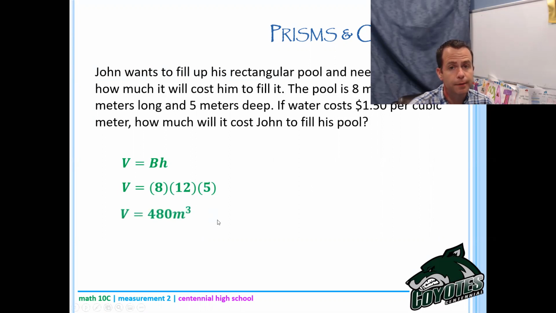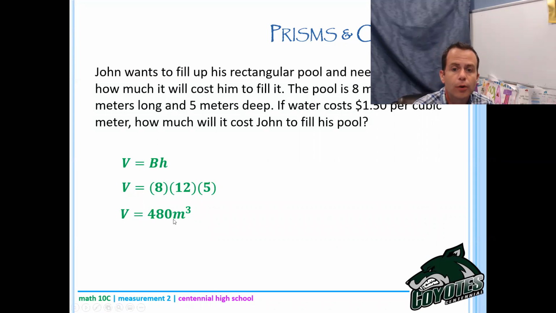8 times 12 times 5 is 480 meters cubed. Now be careful with your units. Any answer that involves volume needs to have units cubed, and any answer that involves surface area needs to have units squared. You will get docked half a point if you don't have the right units along with the right exponent for that unit. Any sort of length is just one unit. There's no square or cube there.